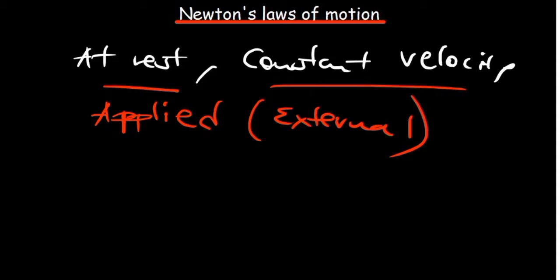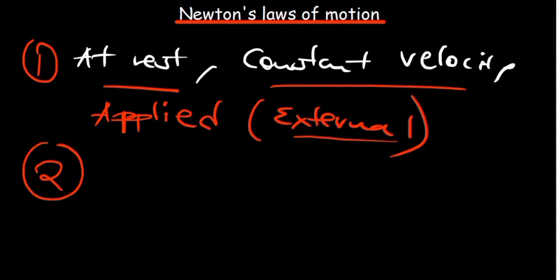An object at rest or an object moving with constant velocity will continue to do so until acted on by an external force. That is the first law of motion. What does the second law tell us? The second law says that the acceleration that results from the force applied is directly proportional to the force applied. This gives us the equation: force is equal to mass multiplied by acceleration.